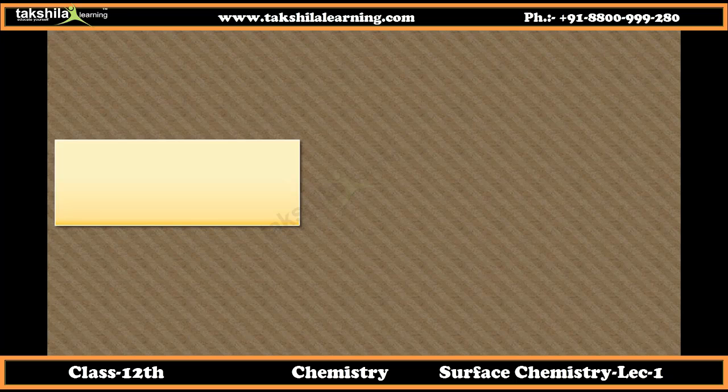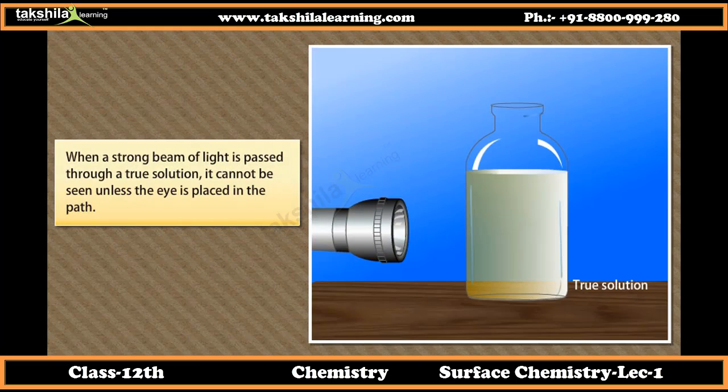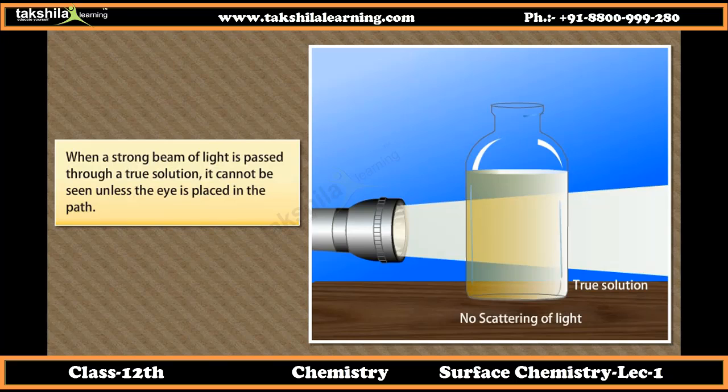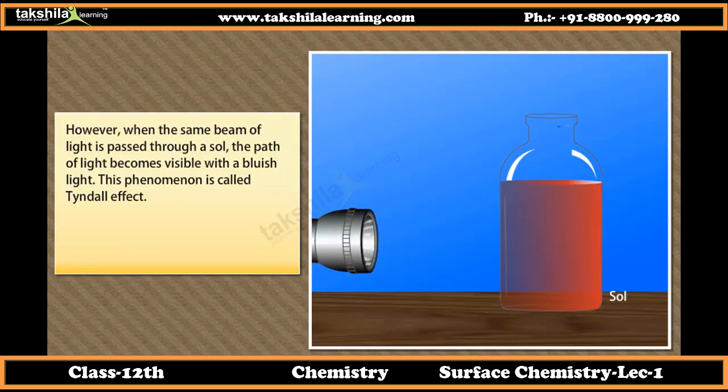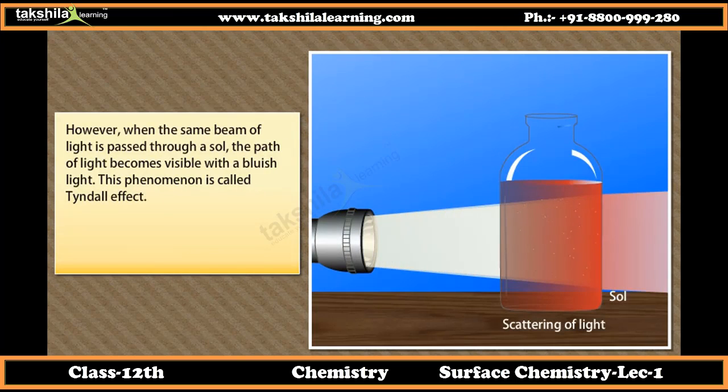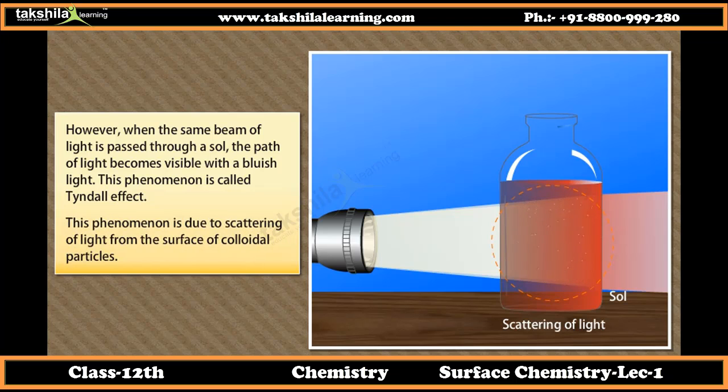Tyndall Effect. When a strong beam of light is passed through a true solution, it cannot be seen unless the eye is placed in the path. However, when the same beam of light is passed through a sol, the path of light becomes visible with a bluish light. This phenomenon is called the Tyndall Effect. This phenomenon is due to scattering of light from the surface of colloidal particles.